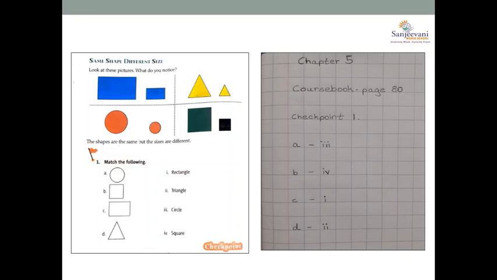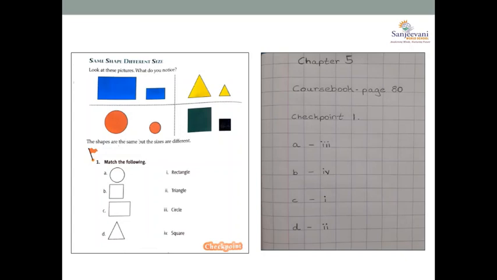Then once you have written course book page 80, leave one line and then write checkpoint 1. Checkpoint 1. C-H-E-C-K-P-O-I-N-T. Checkpoint 1. Now, after you have done with writing checkpoint 1, leave one line and see, teacher has done very neat work. So in the same way you all have to do it.